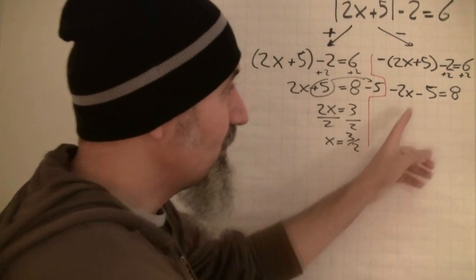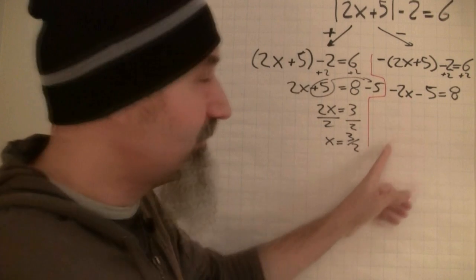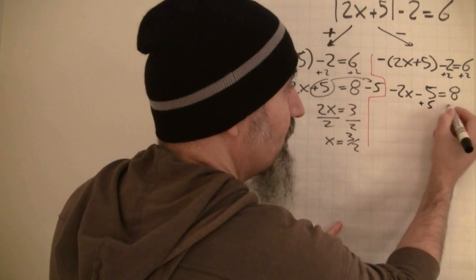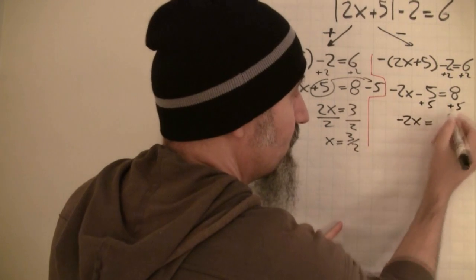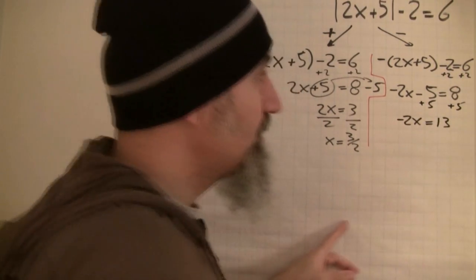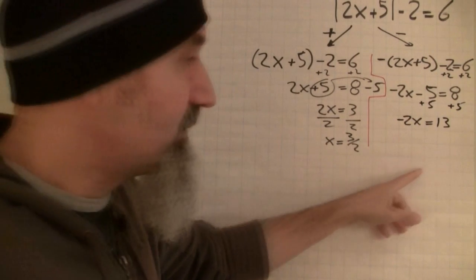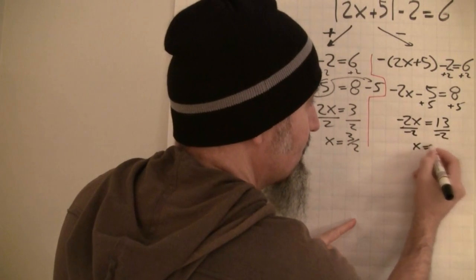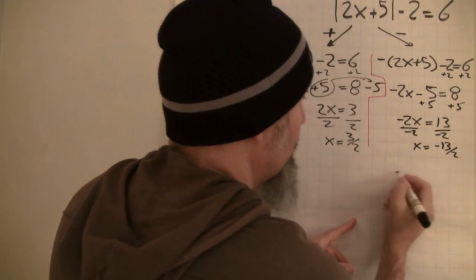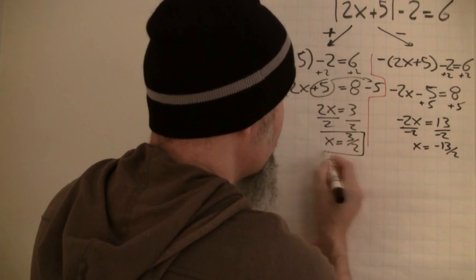So what we need to do is get x by itself, right? So we're going to go plus 5 here, plus 5 here. So now we've got negative 2x is equal to 13, right? 8 plus 5 is 13, and then divide by negative 2, divide by negative 2. So x is equal to negative 13 over 2. Okay, these are our solutions.